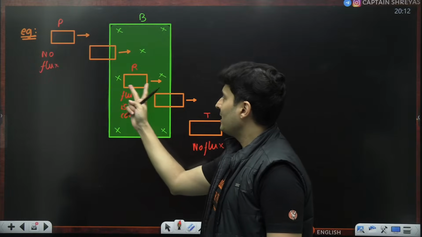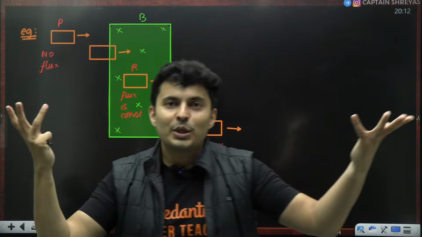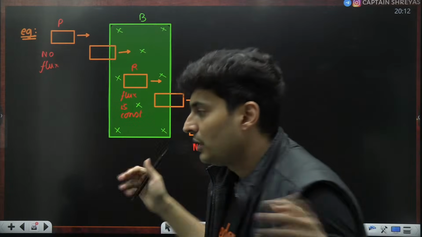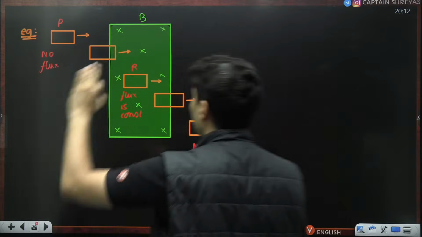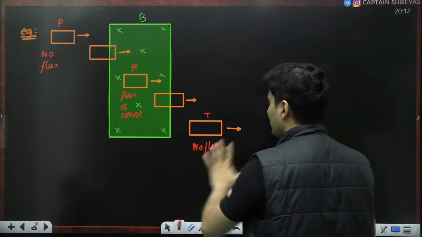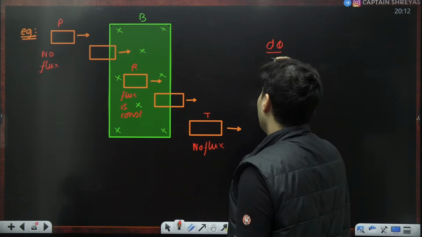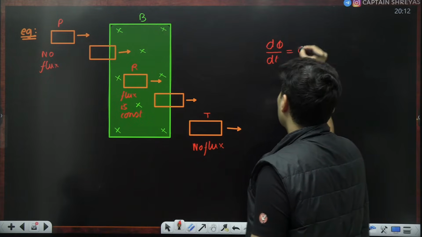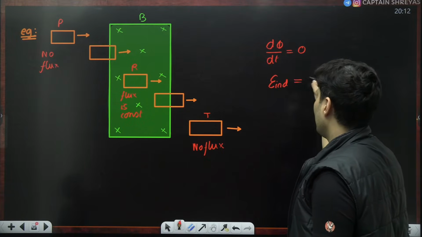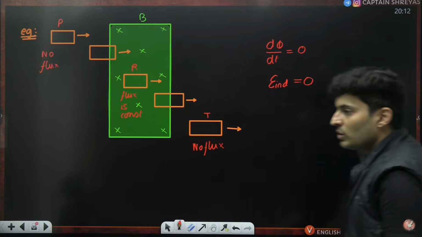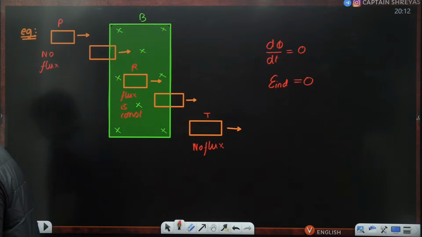Just imagine this loop goes from here to here. What will happen? Nothing. No change in the flux. So either there is no flux or flux is constant. That means dΦ/dt is going to be a big fat 0. So the induced EMF in these diagrams is going to be 0. No EMF at all.